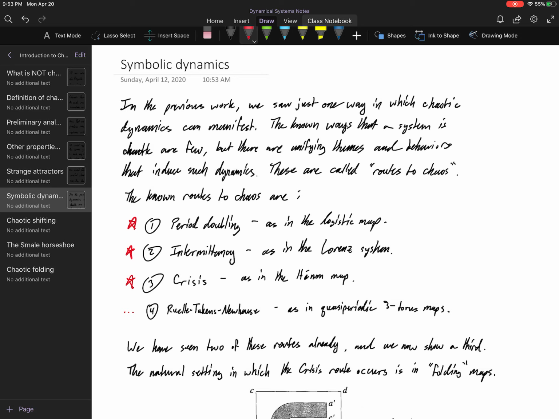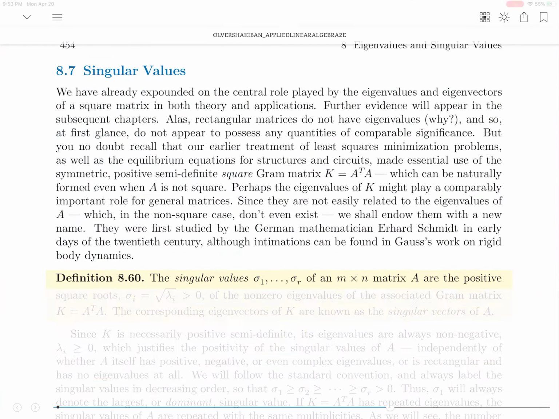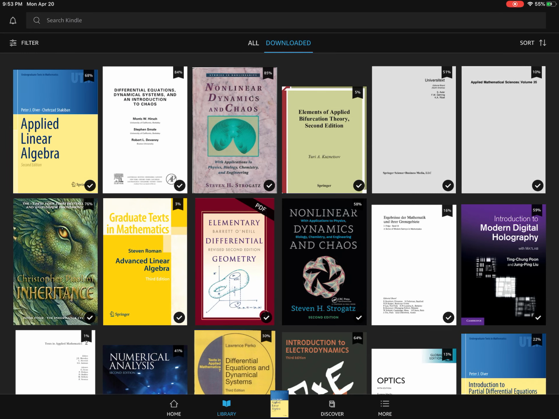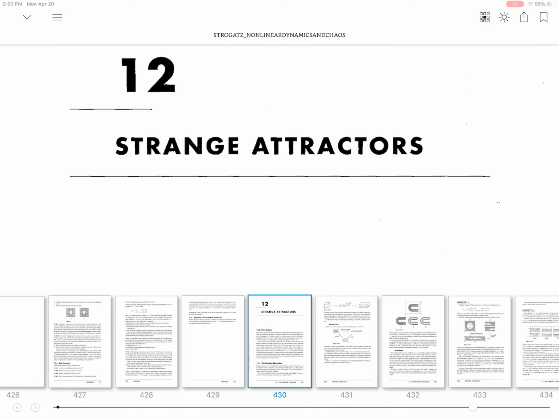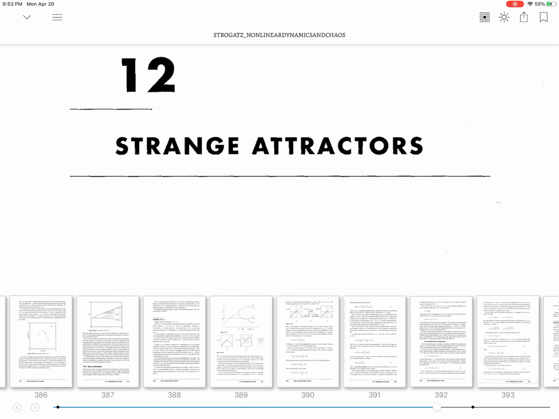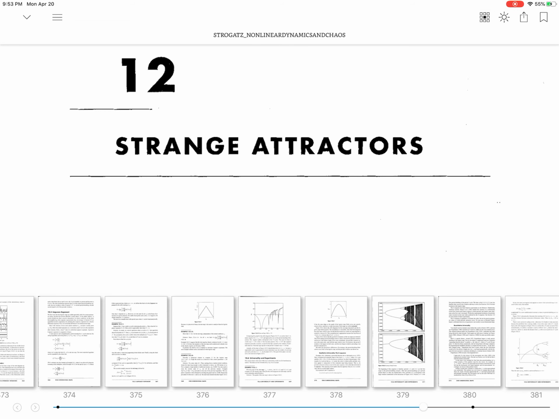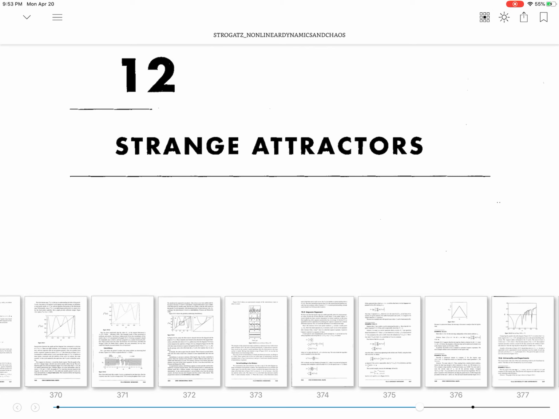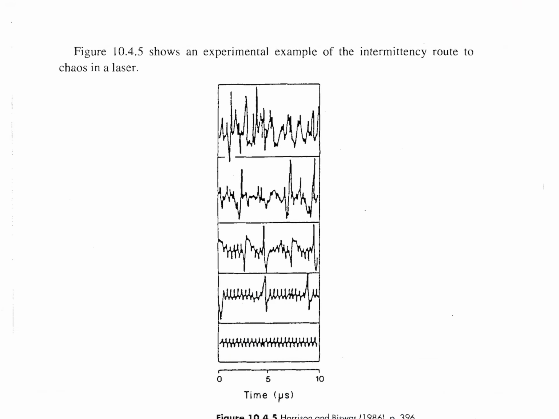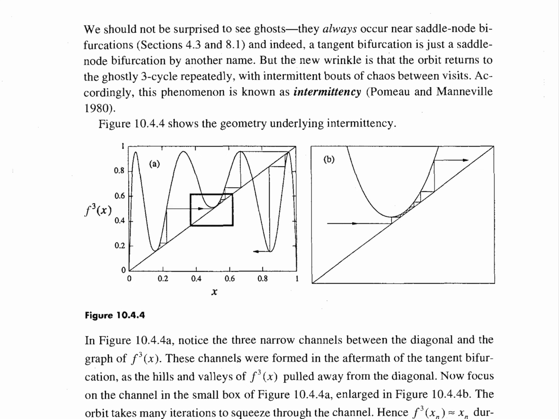I could probably just find this in our textbook, so let me bring that up as I'm talking about it. Don't mind this stuff here. Where are you? That's there. Okay, period doubling, intermittency. There we go.